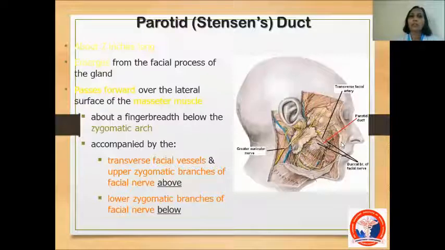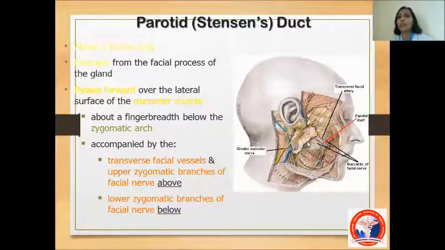The secretions of the parotid gland are conducted from the gland to the oral cavity via a duct, that is the parotid duct, also labeled as Stenson's duct. It is 2 inches long. It emerges from the facial process of the gland. We can see here in the diagram the facial process of the gland and the parotid duct.